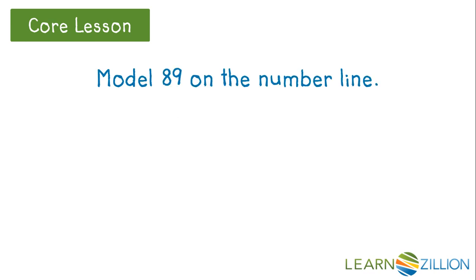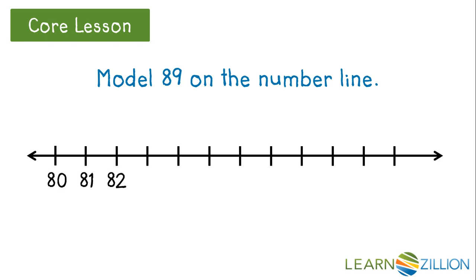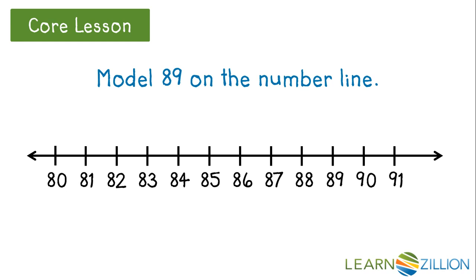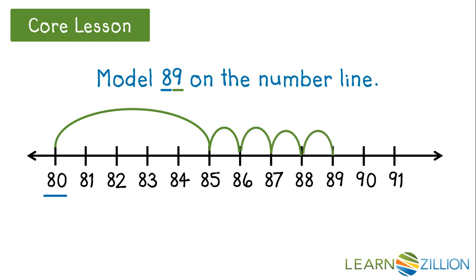If we model 89 on the number line, again, let's look at our scale, 80, 81, 82, 83, and so on. I see this is counting by ones again. 8 tens is 80, and we have 9 ones. We could handle this in a couple of different ways. Let's think about doing what we did last time, a jump of 5, 80 to 85, and then we need to do 1, 2, 3, 4 more jumps of 1, and we're at 89.